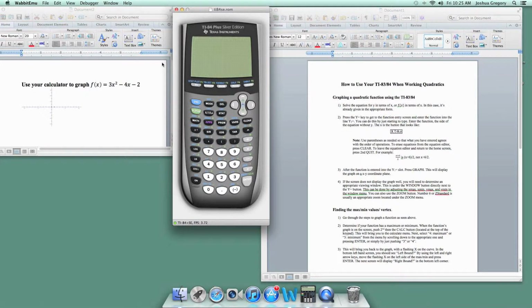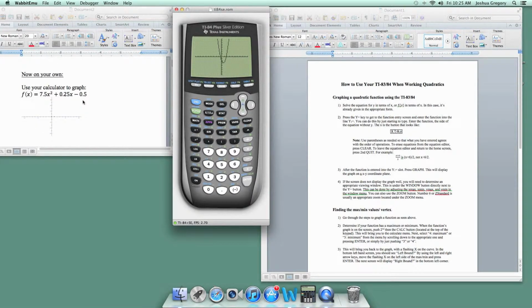Okay, so now that we've learned to graph it, I'll go back to the graph. You'd sketch that, and I want you to try one on your own. On your handout, you will have this function, f of x equals 7.5x squared plus 0.25x minus 0.5. Use the same steps, and you can resort back to this video and rewind it, or you can use your handout that you have. So give that a shot.